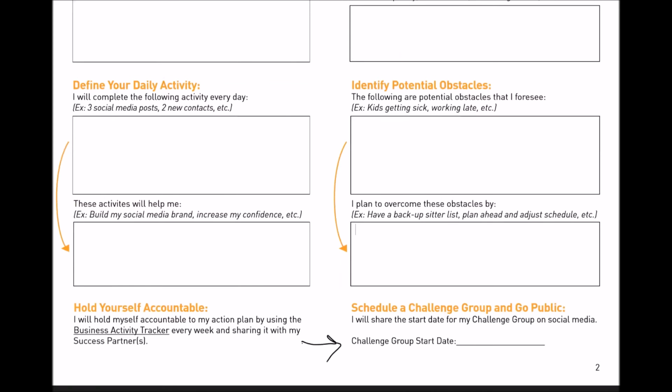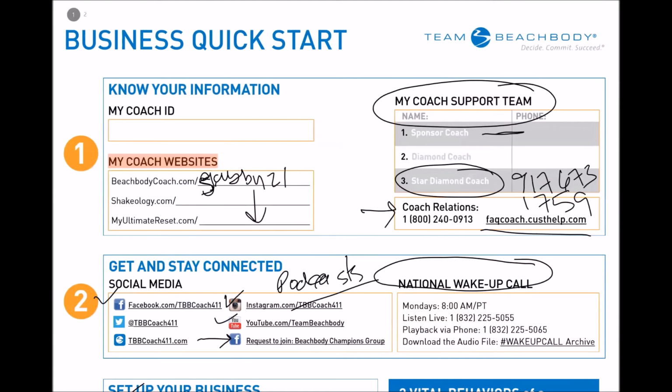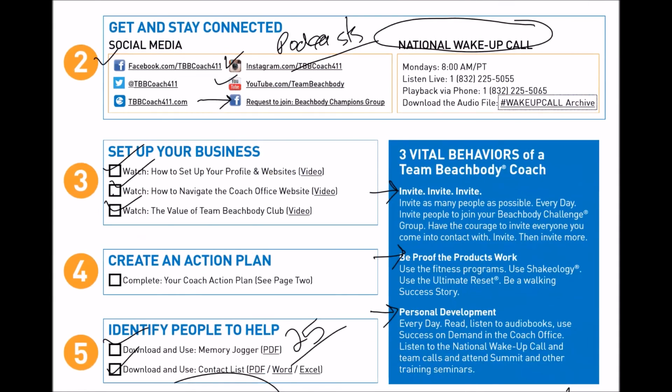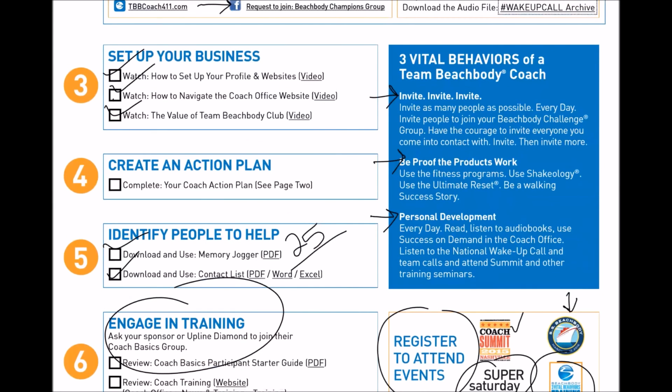All right, guys, I hope this was helpful. This is the business quick start. This is something that you will do with your coaches when you start to sign them up, so that way you get them started right. This document is really important, and it really just goes over beautifully all the things you need in order to hit the ground running. 3 vital behaviors, super important: invite, invite, invite, be proof the product works, and personal development.